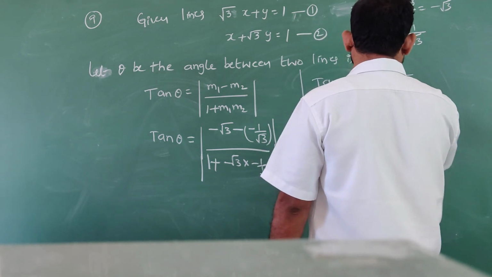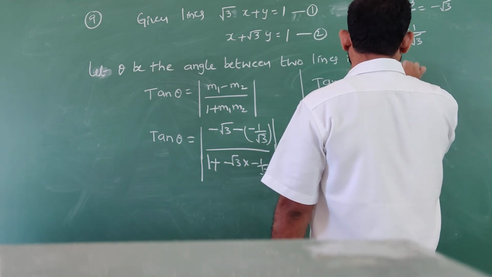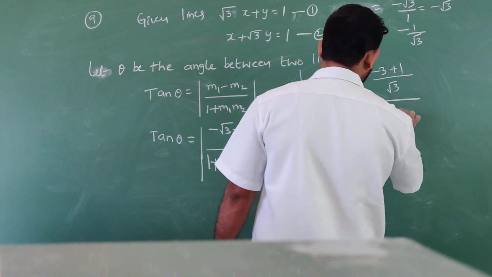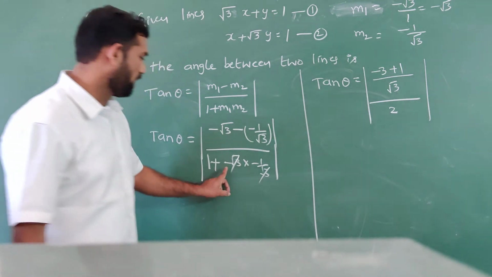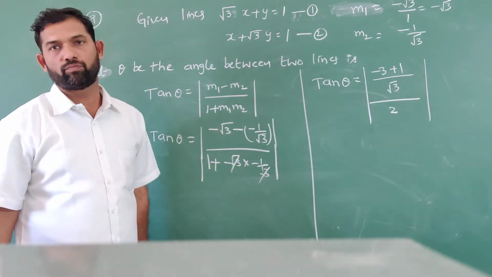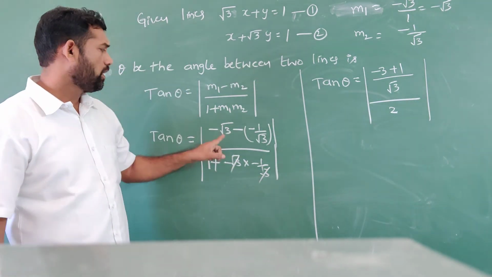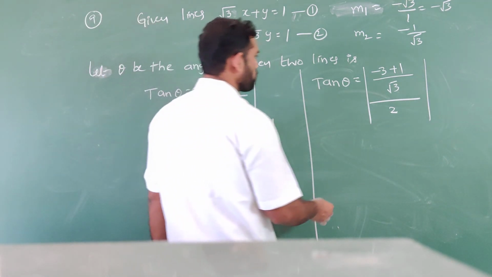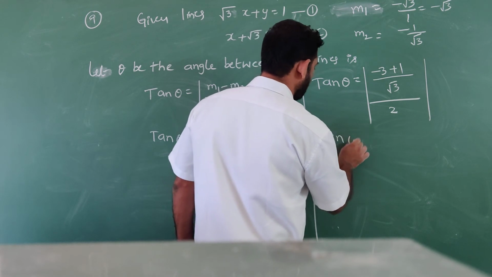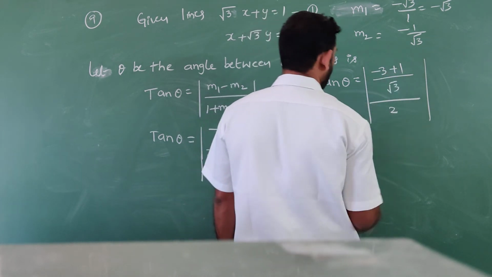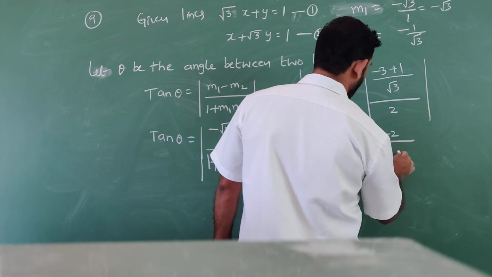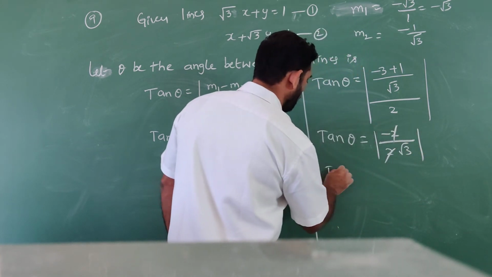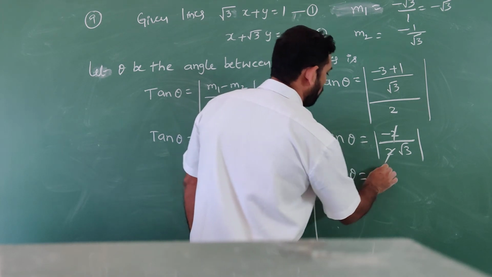Root 3 is the LCM. So this is minus 3 plus 1 divided by, here root 3 will be cancelled. What is remaining? 2 is remaining. So minus into minus plus 1 plus 1 is 2. So the numerator LCM is root 3 into root 3 minus 3 plus 1. Again, tan theta is equal to this value, so minus 2 divided by 2 into root 3. So 2 gets cancelled, remaining tan theta is equal to 1 by root 3.